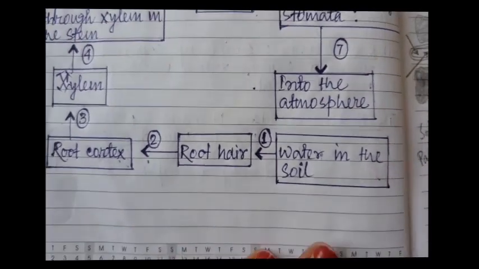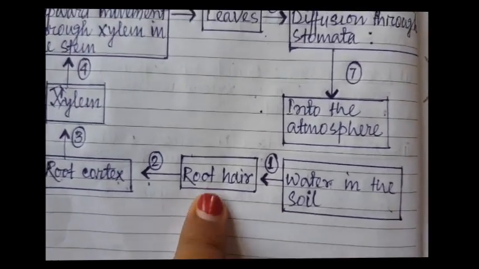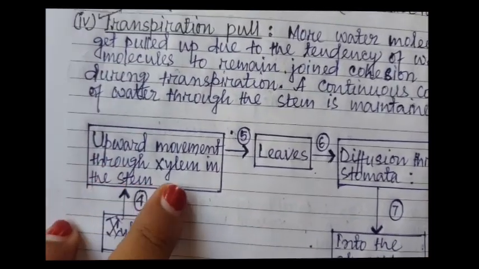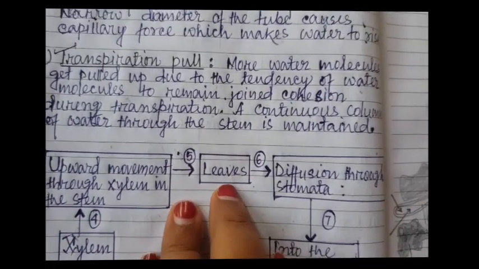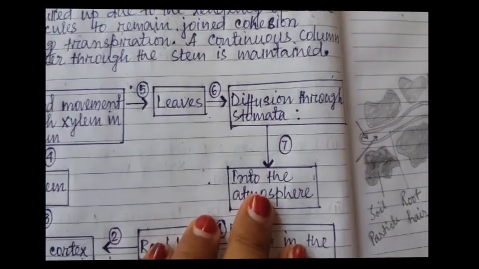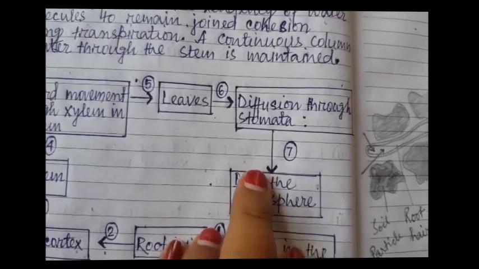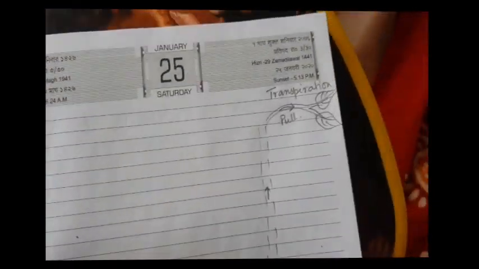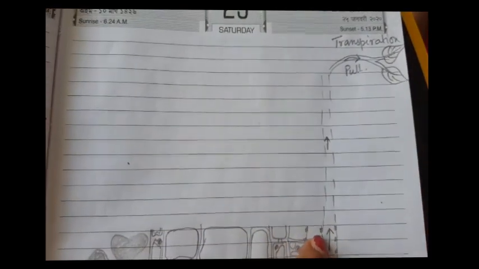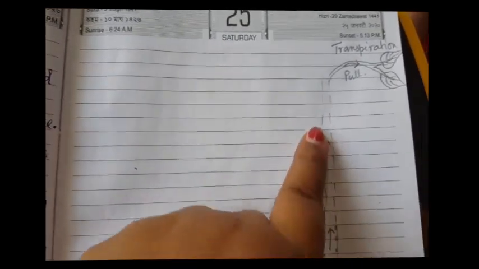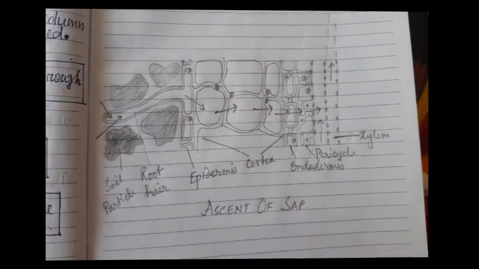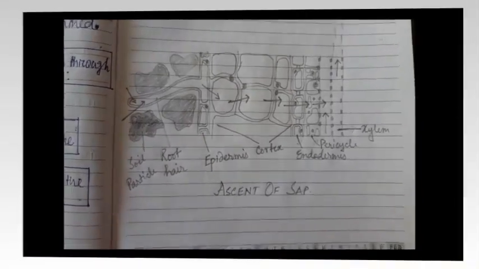Now, one by one, if we see, water in the soil is taken up by the root hair, it goes to the root cortex, then xylem vessels, upward movement through the xylem in the stem, it goes to the leaves, from the leaves through diffusion it goes out through the stomata as water vapor, which is transpiration, into the atmosphere. So, this transpiration creates a pull which, due to its suction pressure, takes the water up the capillary tube or the xylem, and the rest of the water is pushed up by means of root pressure. So, this was the whole process of ascent of sap in plants.